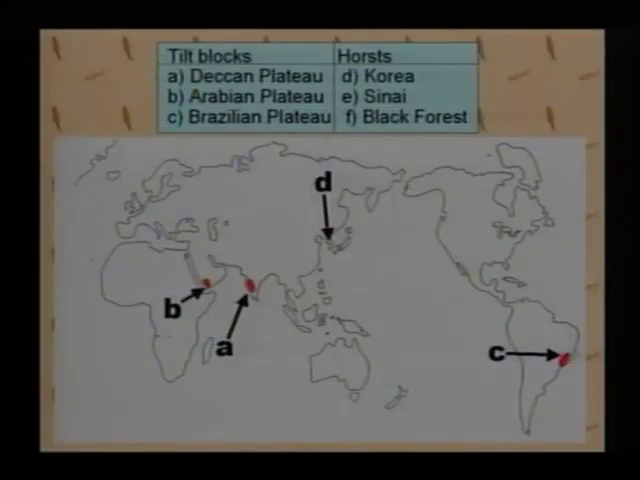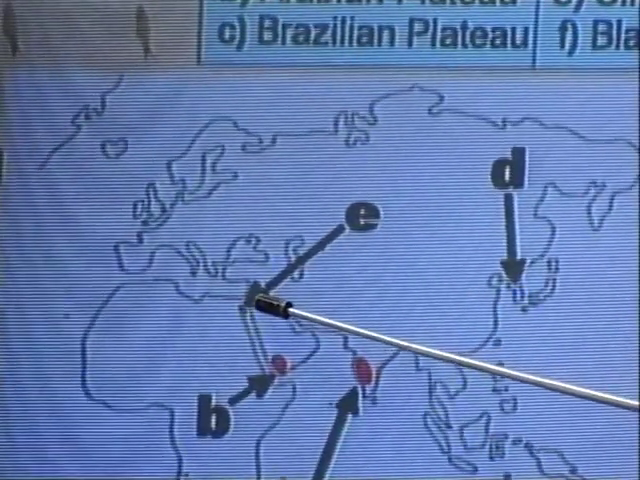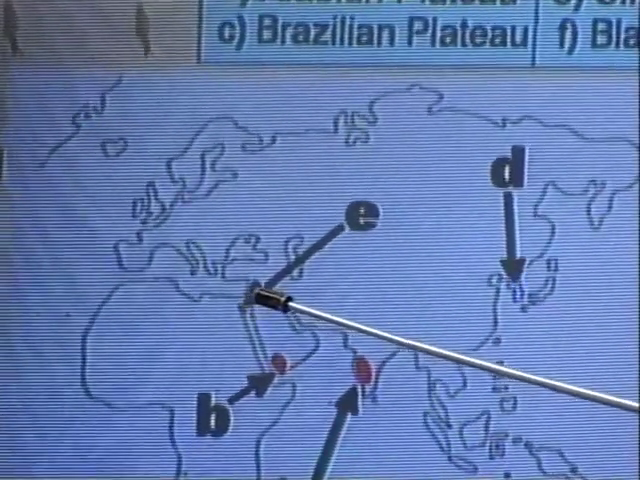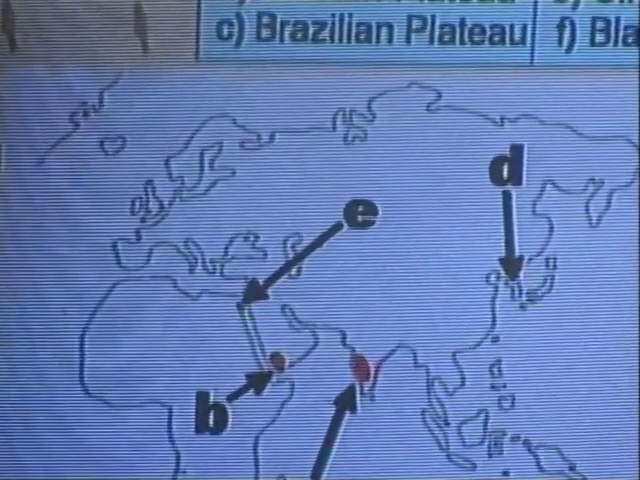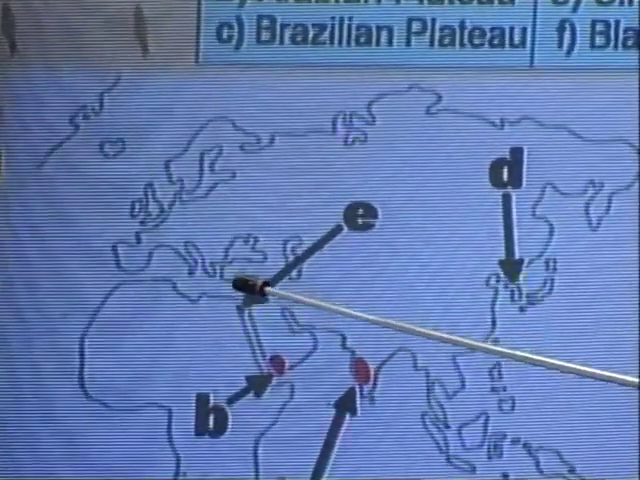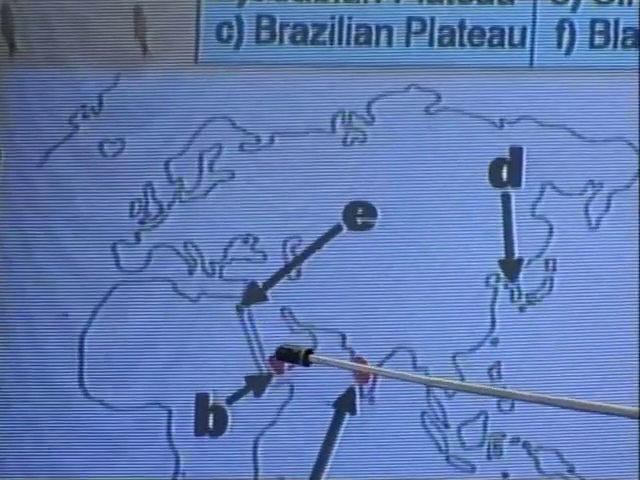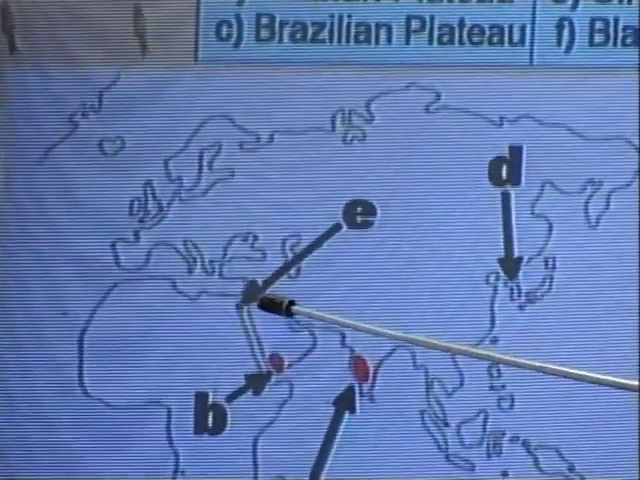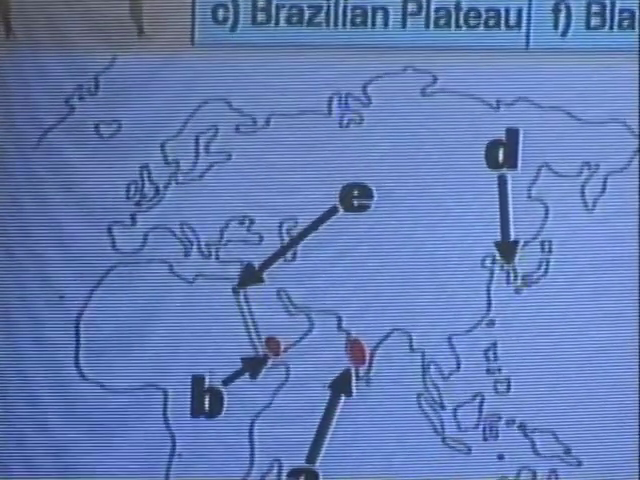Let's look at the Sinai horst. This section here in Egypt. So Sinai horst in Egypt. And if you look at your world map, you will see a point which points out to where the Red Sea is. That particular point or peninsula is where you're supposed to put the Sinai horst.